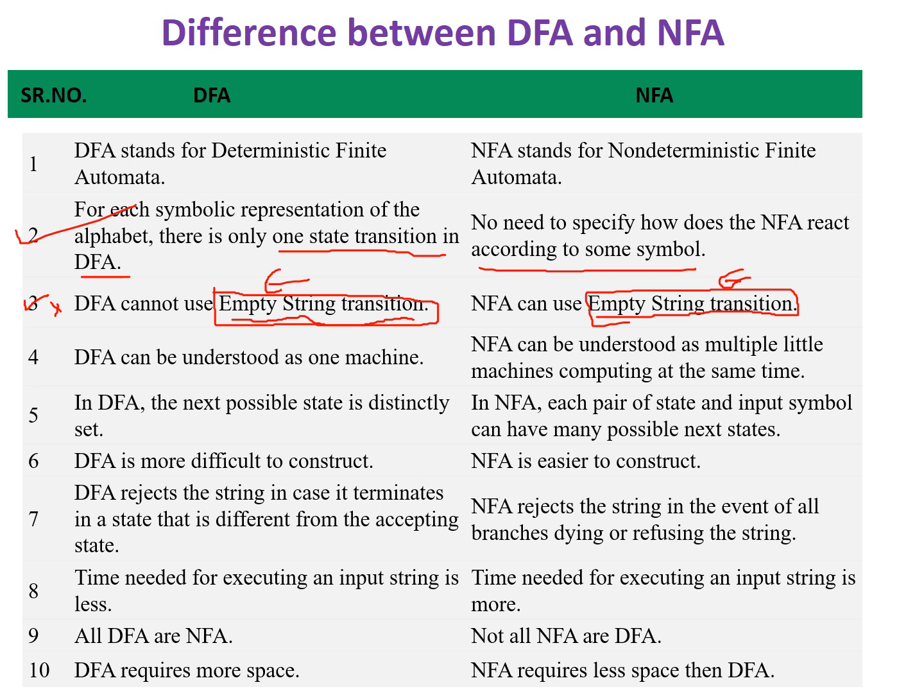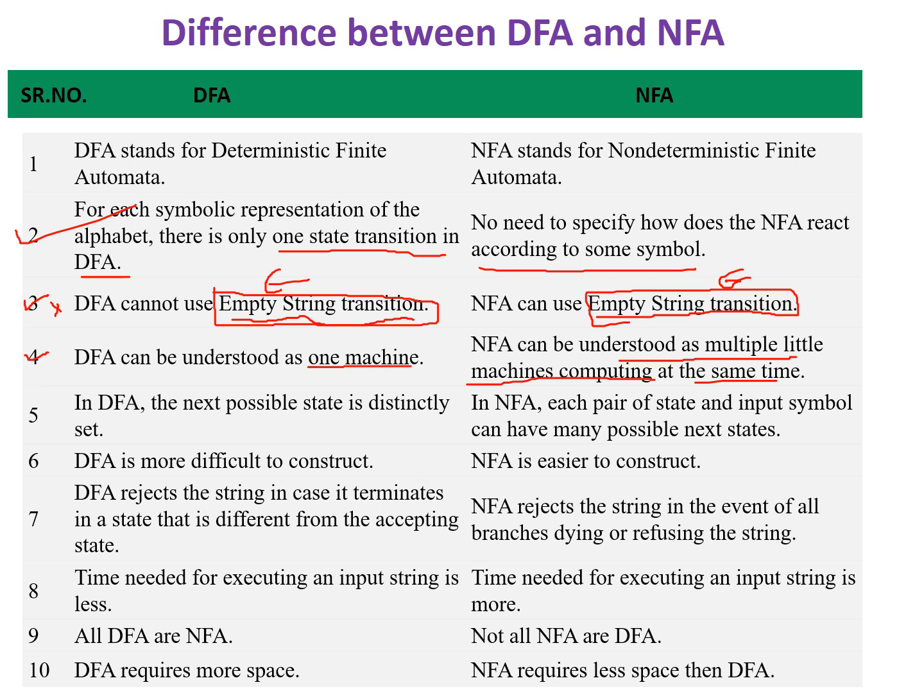The fourth point is that DFA can be understood as one machine for every input, right? Whereas NFA can be understood as multiple little machines computing at the same time, multiple branches of machines at the same time. You can have multiple machines computing in NFA, whereas in DFA there is exactly one machine computation at each time.